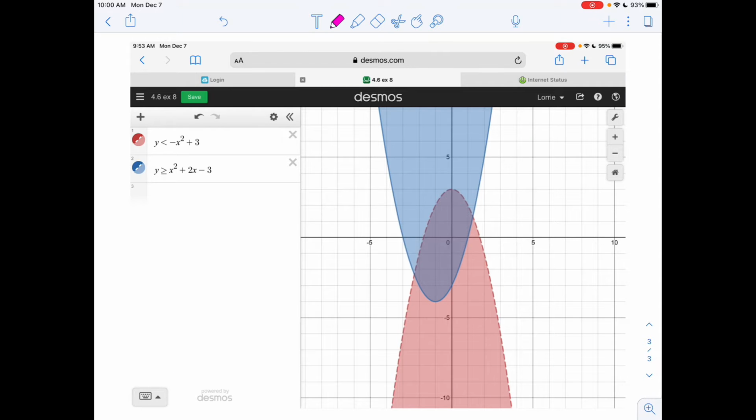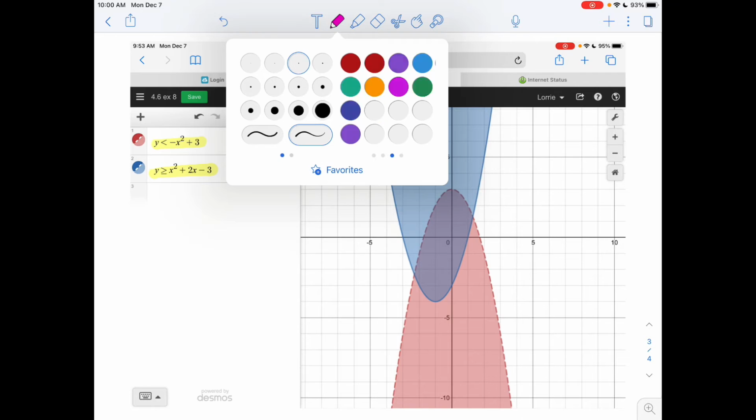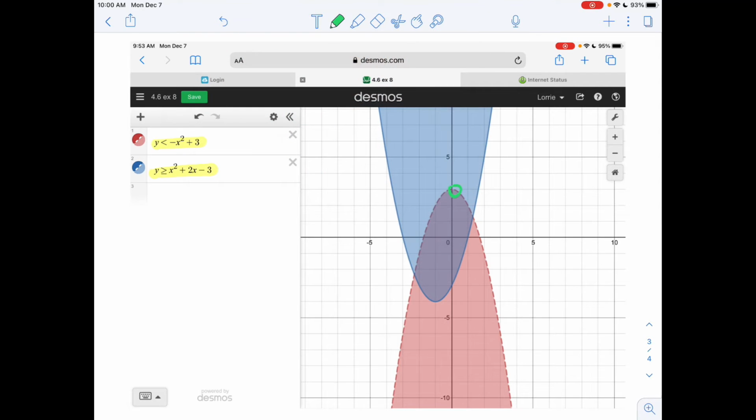So here we are. I've graphed my inequalities in Desmos, and notice that my first inequality here, y is less than, so it is a dashed line, and we have shaded below the vertex, which is inside the parabola. The second one is a greater than or equal to, and so that's a solid line, the blue, and we are shading above the vertex. So just to be clear, this one got shaded below and this one got shaded above.